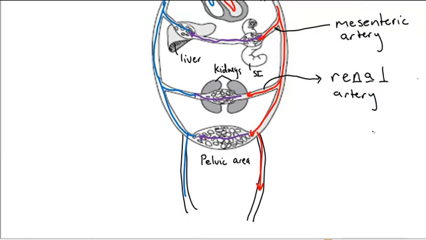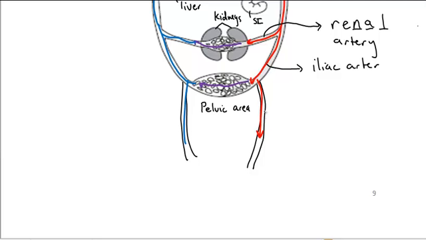As it proceeds down to your pelvic area, it's called your iliac artery. And it proceeds down your leg near your femur. It is called your femoral artery.